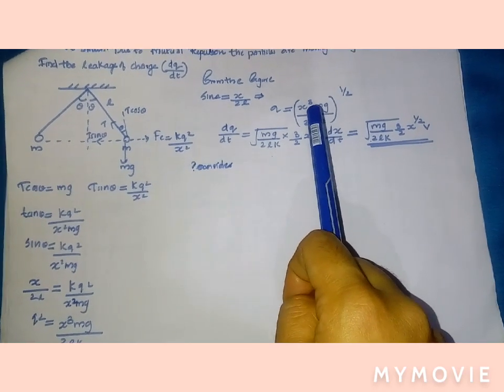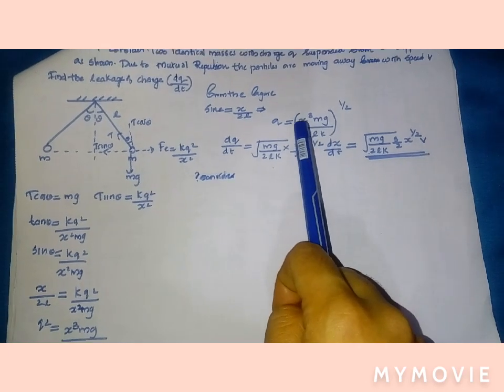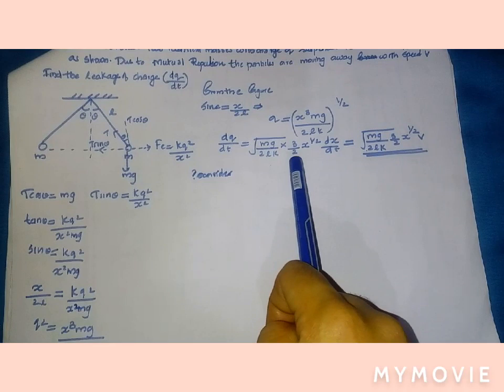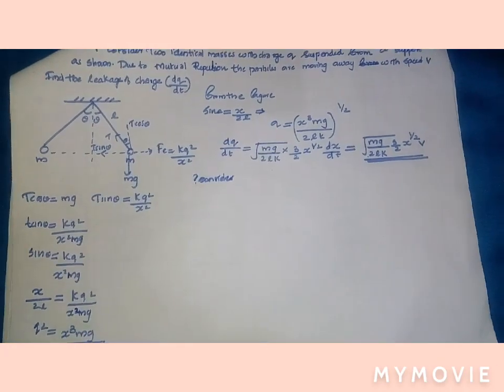Here it is the x power n form, whose derivative is n x raised to n minus 1. So here it is 3 by 2 x power 1 by 2. This is the answer for this question.